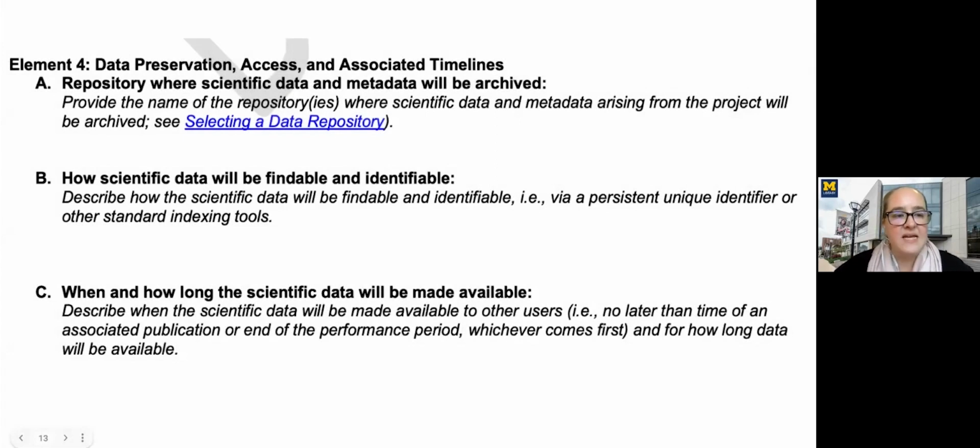And then element 4, data preservation, access, and associated timelines. And again, they broke it down into 3 different sections. The first one is the repository where the scientific data and metadata will be archived. And they do have information about selecting a data repository from NIH linked to from the format page. The second is how scientific data will be findable and identifiable. So for example, if it will receive some sort of persistent identifier. And then the third section is when and how long the scientific data will be made available.